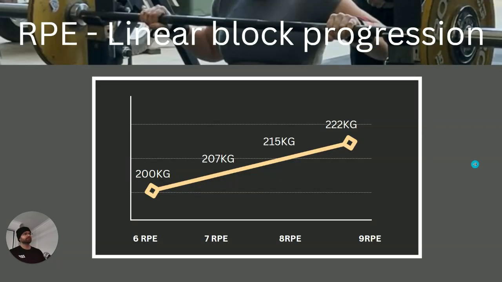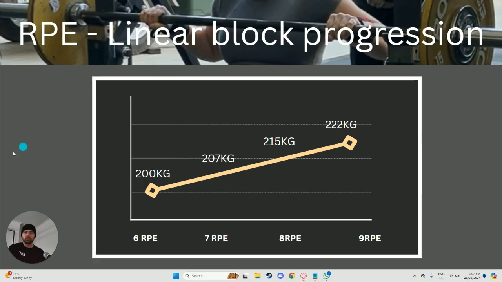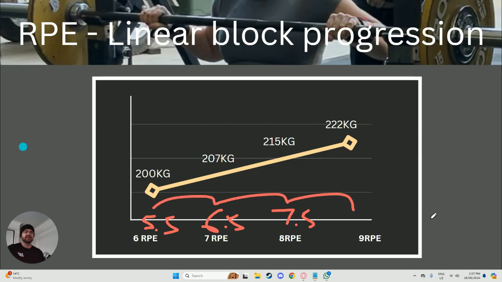Okay, let's move on. So these are the other types of RPE progressions that can be used. There's a lot of them, but these are another 2 predominant ones. We have a linear block progression. This is quite simple. We basically just move 6, 7, 8, 9. We're just moving up 1 RPE a week. So it wouldn't matter if that was 5.5 to 6.5 to 7.5. It just means that the jumps week to week are the same amount.